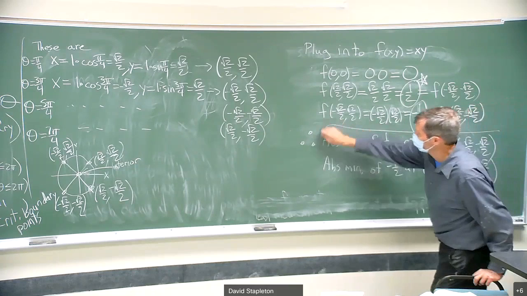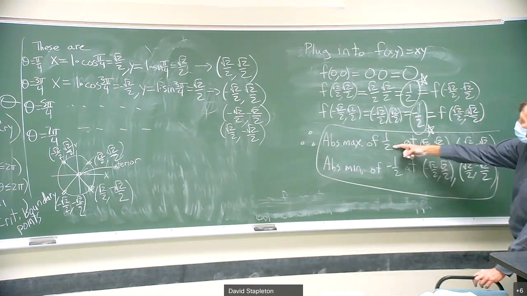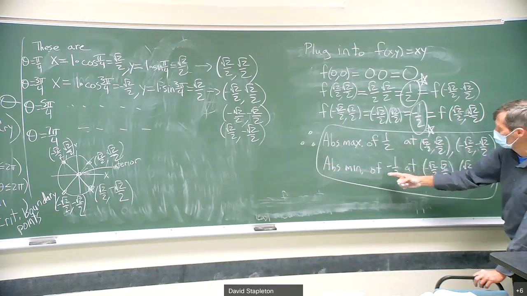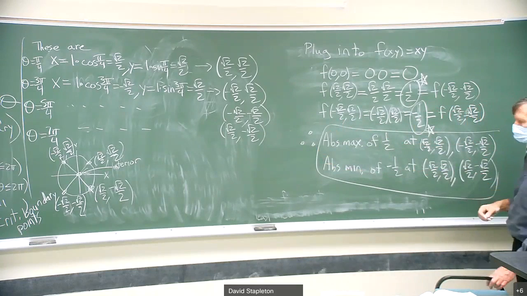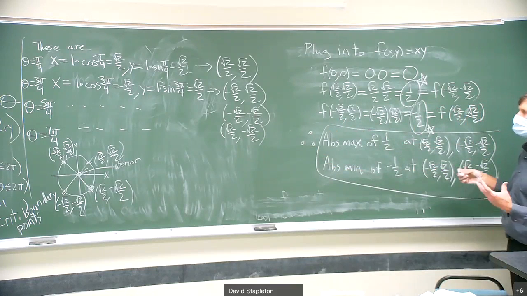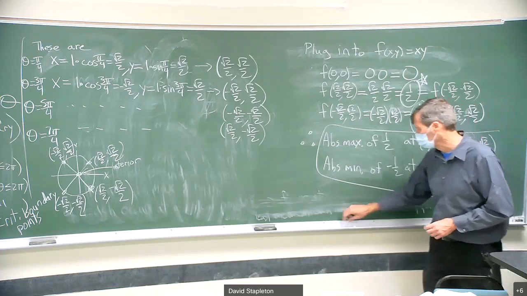All right, so there's your answer to the problem. The absolute maximum occurs at these 2 points. The absolute minimum occurs at these 2. You feel okay about that one? Can you do something like that? These are kind of long, but they're a fairly straightforward process.